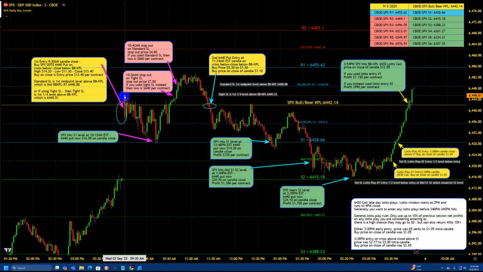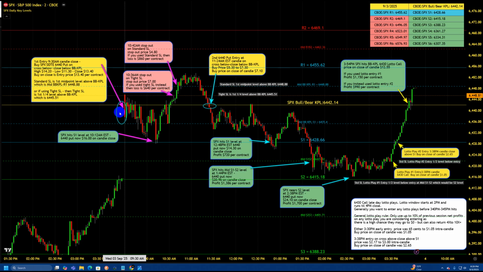If instead it had closed above, then you would be looking at a call option. But in this case, it did close below, and you also have to keep in mind that we have a significant gap up, and there is a tendency to have partial or full gap fills on days like today. So that's another reason for the bearish play, on top of having the close below the bull bear key price level. So your buy on close is $13.40 a contract.